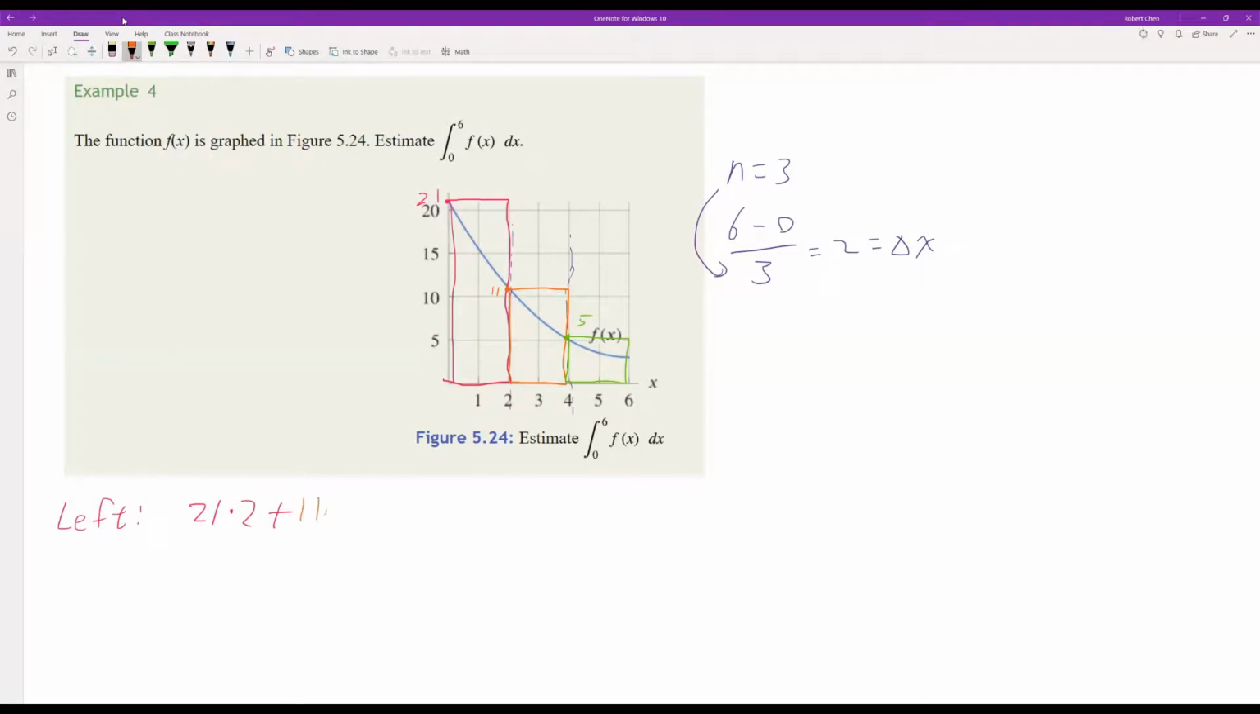11, and width is again 2. And then the last one with height 5 and width 2. So when we add everything together, we get 74. Okay. Now let's look at the right-hand sum.